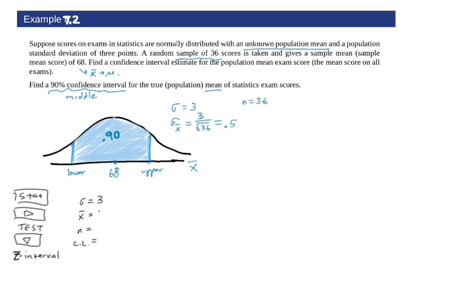Notice it's not asking for the standard error. It's going to go ahead and calculate that for you. X bar is going to be 68. And then our N is 36, and we want a 90% confidence level. And if you plug that into your calculator, and I'll put a tutorial up to show you how to do that, it's going to spit out this. And so this is my lower and my upper end in this case here.